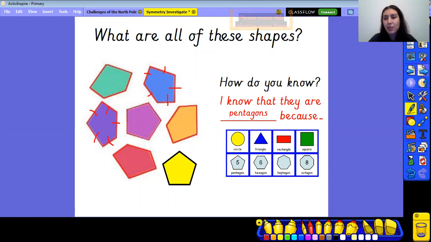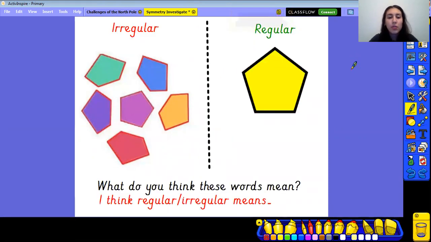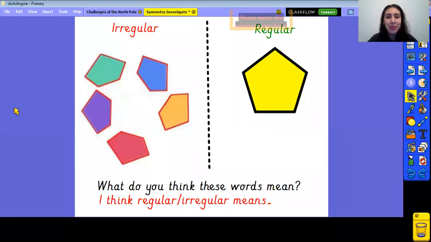5 vertices as well. So the reason that we have so many different types of the same shape is because some of these are irregular and only one of them is regular. There we go, I've just got rid of this middle one because it was confusing us. So looking at these words then, and these are words that we have talked about very briefly before. What do those words mean?